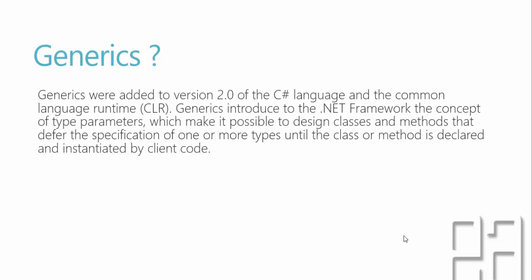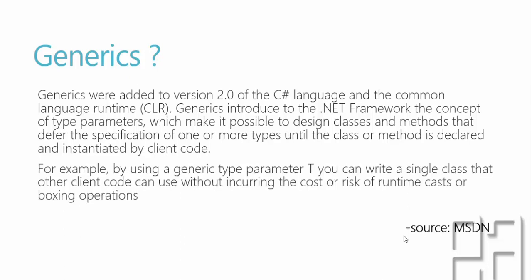So first of all, what is this generics? Generics were added to version 2.0 of the C# language and the Common Language Runtime. Generics introduced to the .NET framework the concept of type parameters, which makes it possible to design classes and methods that defer the specification of one or more types until the class or method is declared and instantiated by client code. For example, by using a generic type parameter T, you can write a single class that other client code can use without incurring the cost or risk of runtime casts or boxing operations.